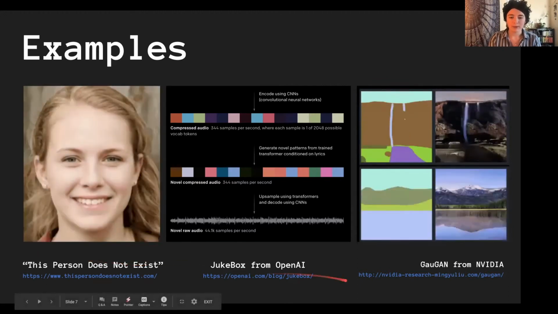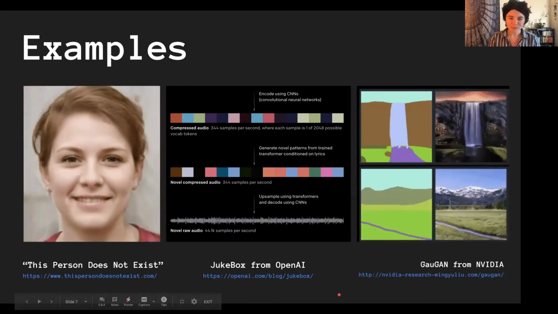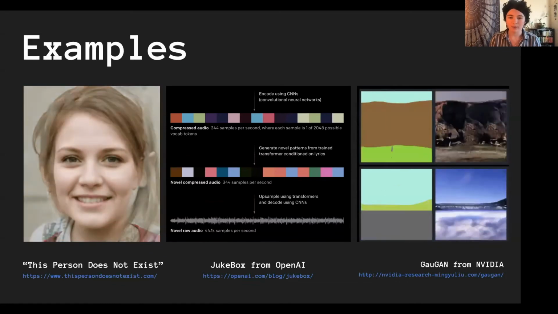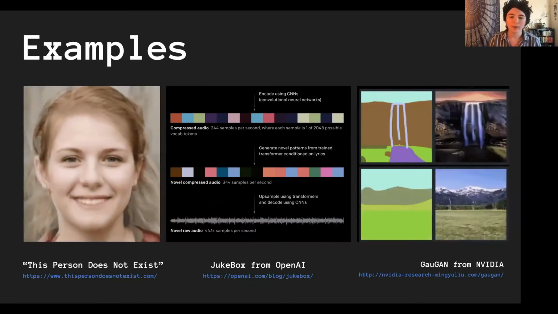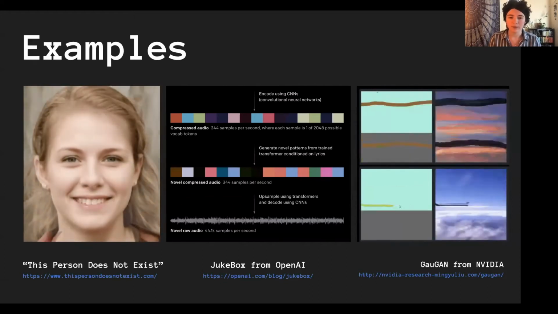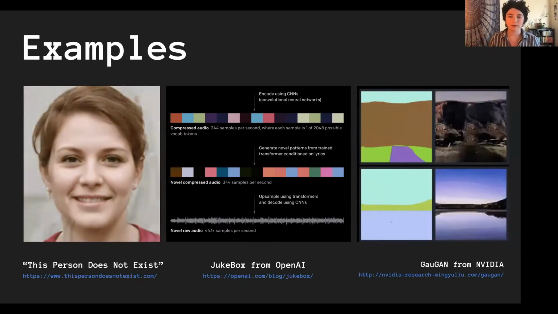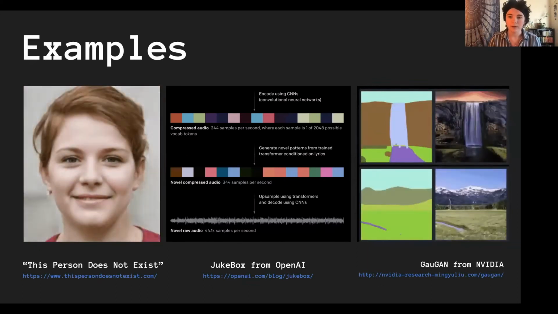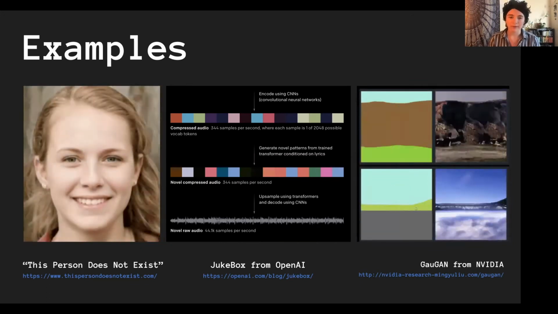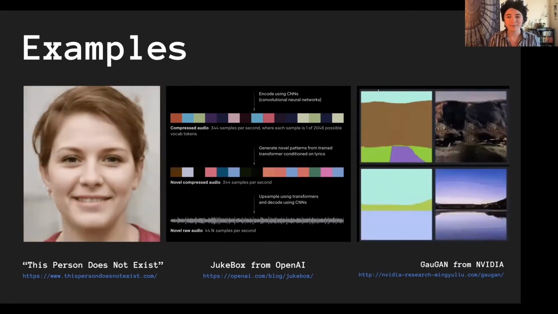Jukebox from OpenAI popped up in the music channel recently. So this was a GAN with CNN that creates computer generated music inspired by this huge data repository of thousands of music samples from across a bunch of different genres. And they actually also used a GAN to generate lyrics for the songs as well.